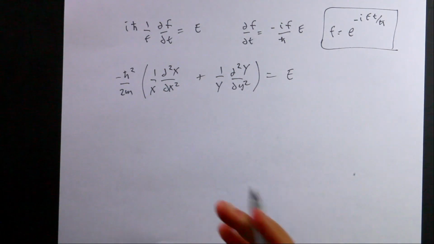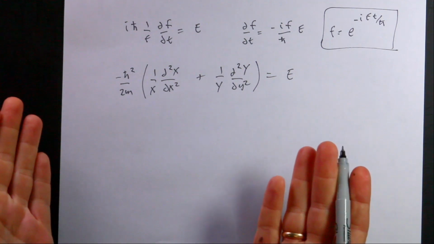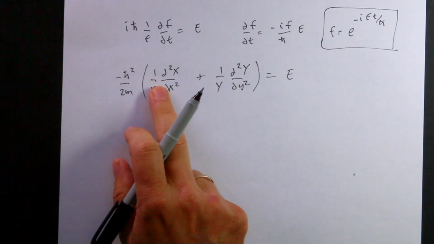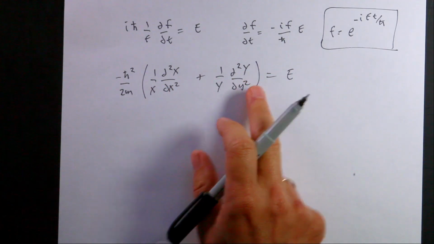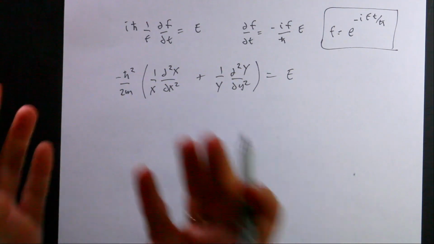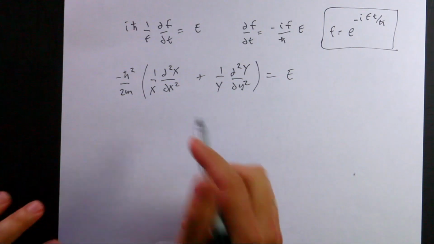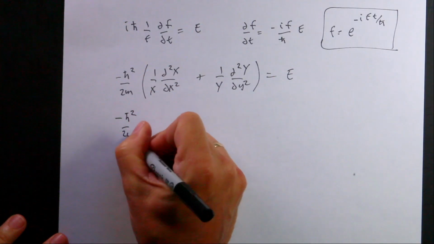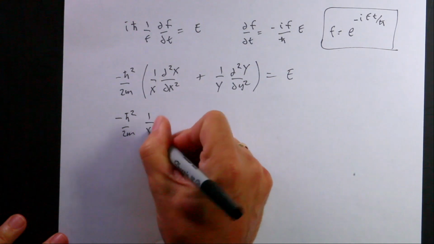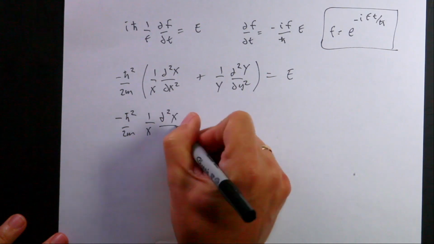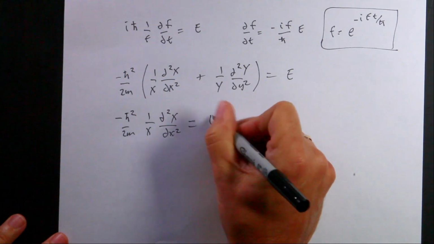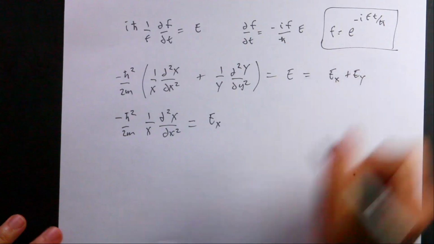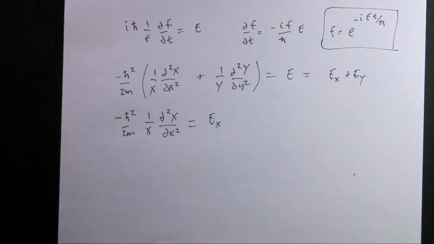Now, here's the thing. Again, I have two terms. I have a term that depends on x and a term that depends on y. There's no y in this term, and there's no x in that term. So the only way for these two to add up to a constant is that each one of those has to be equal to a constant. So I can say negative h bar squared over 2m, 1 over X, second partial of X with respect to x, is equal to, we'll call that Ex. And this is equal to Ex plus Ey. So that has to be true.